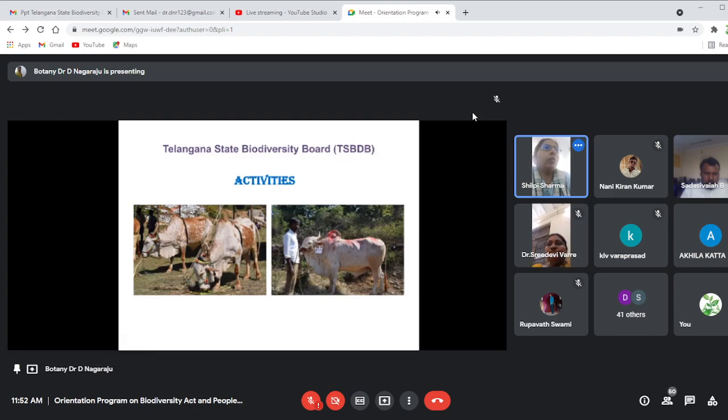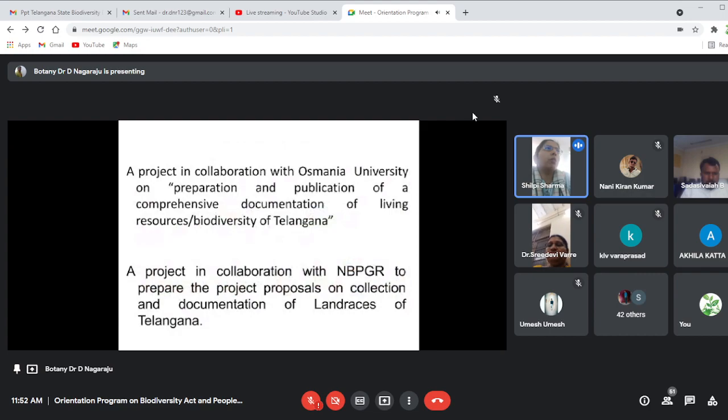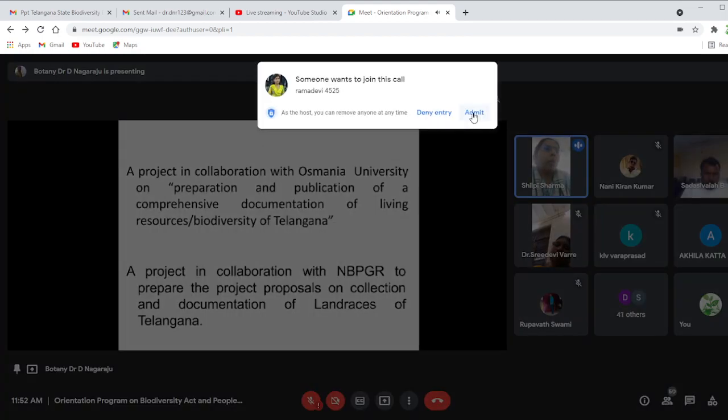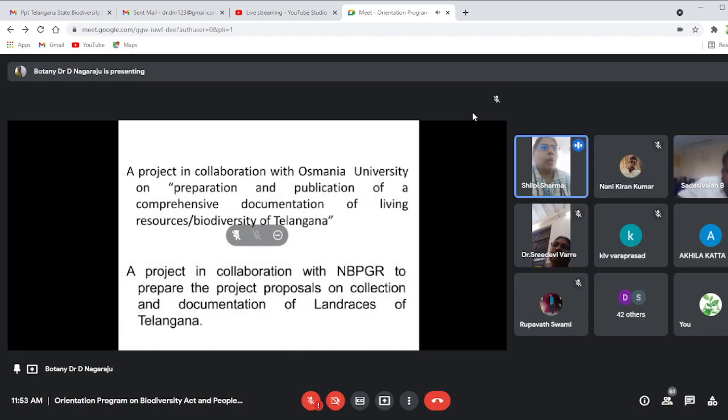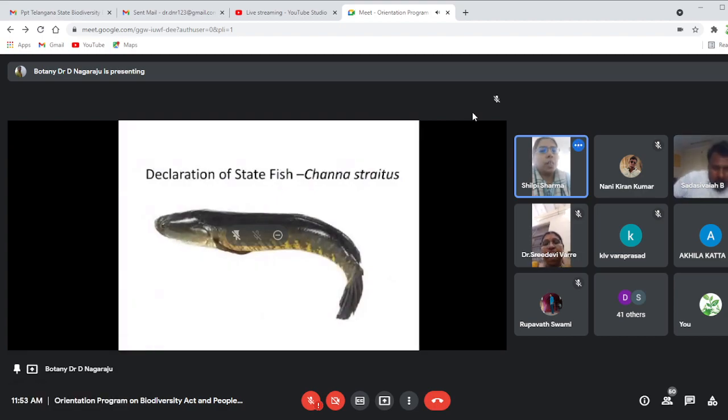Next. We have several other publications with us like a field guide and so many things. We have a book with 200 traditional knowledge entries. We have a tradable bioresource book, and we have a project with NBPGR for documentation of the landraces of agri-biodiversity of Telangana. Next, we have also declared the Channa striatus fish as the state fish.